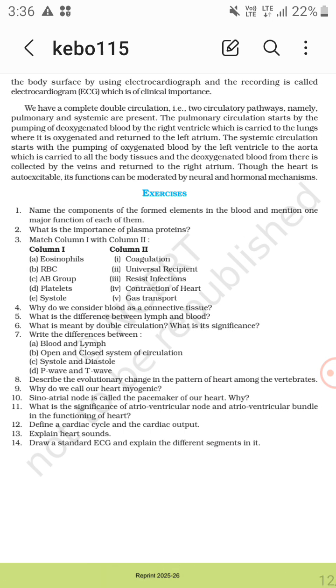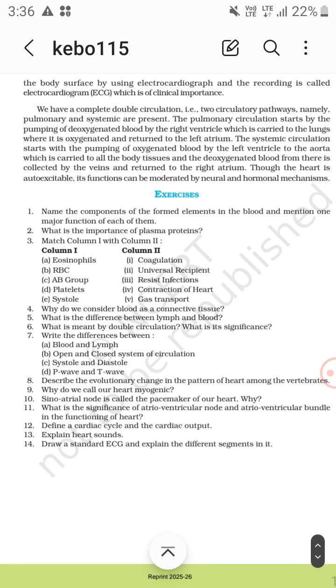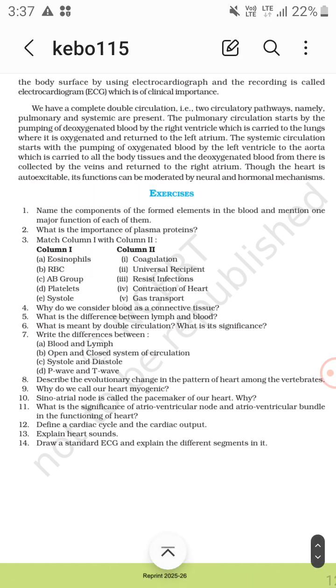Explain the heart sounds. Lub and dub. All the heart sounds are due to closure. Lub is for the closure of the tricuspid and bicuspid valves, and dub is for the semilunar valves.